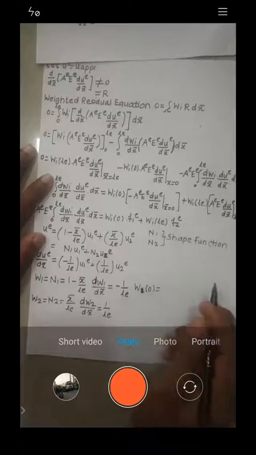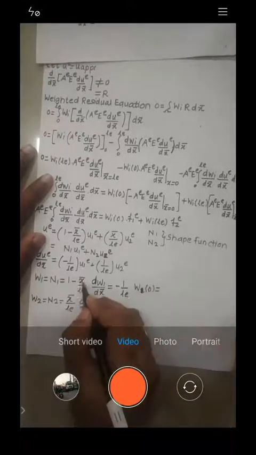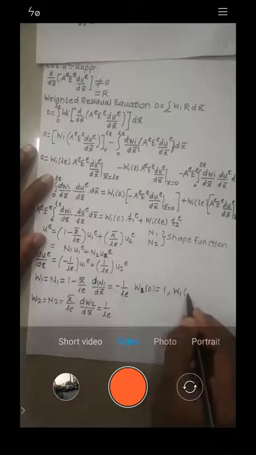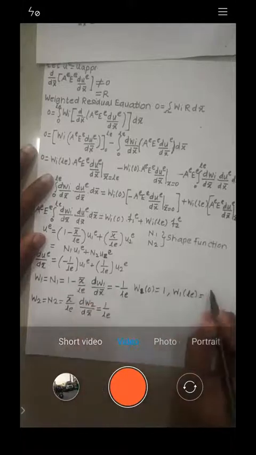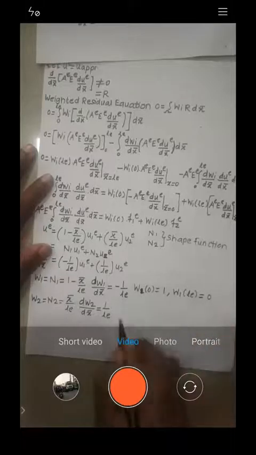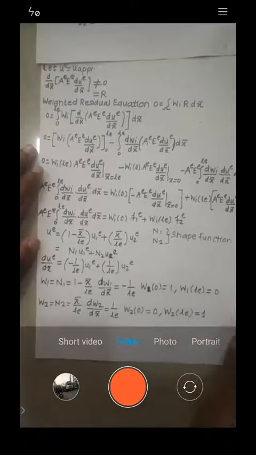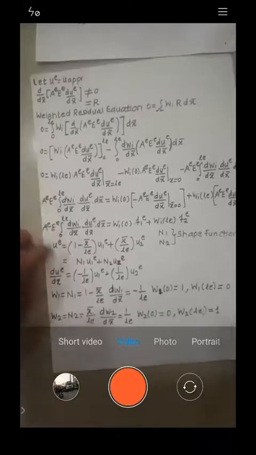W1 when you put x as 0, 1. If you put x as 0, what will you get? 1. Now what is the value of W1 when you put x bar as LE? 0. Follow? Now tell me, this weight function W2 when x bar is 0. It's 0, right? And what is this W2 when x bar is equal to LE? 1. Is it okay? Yes or no?